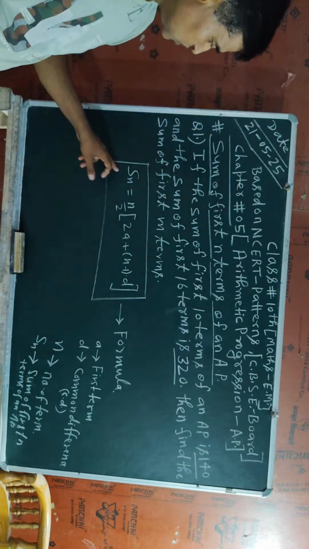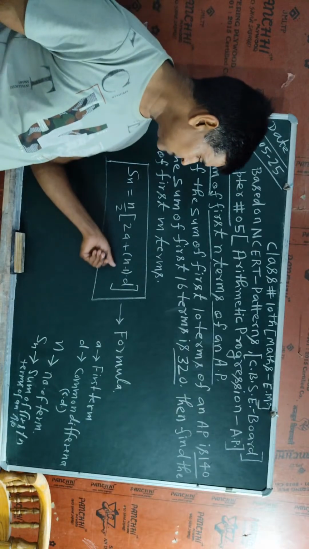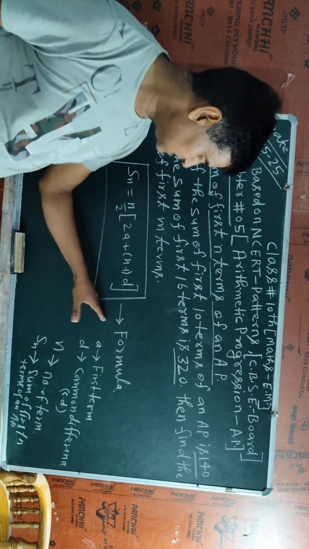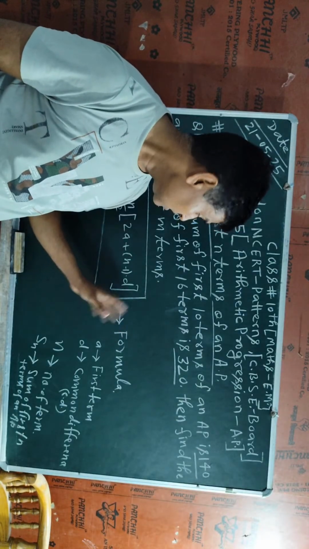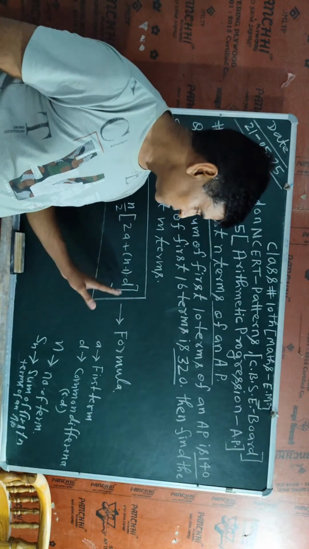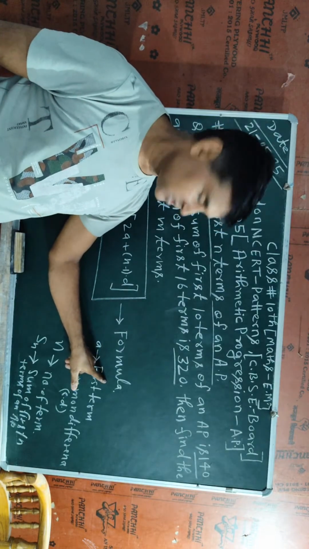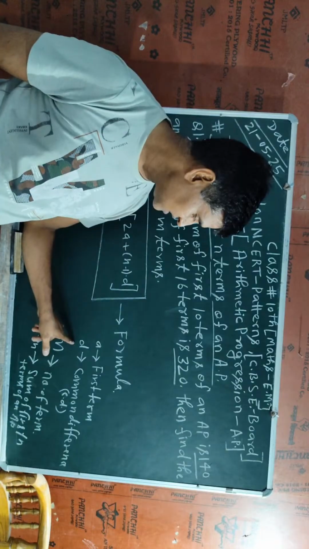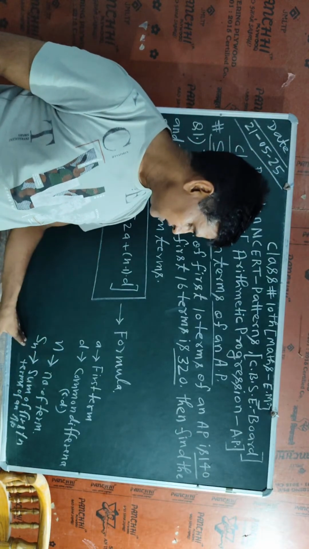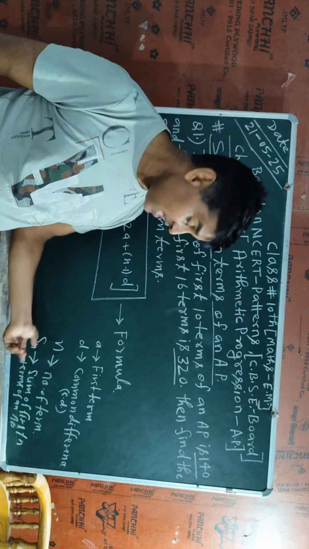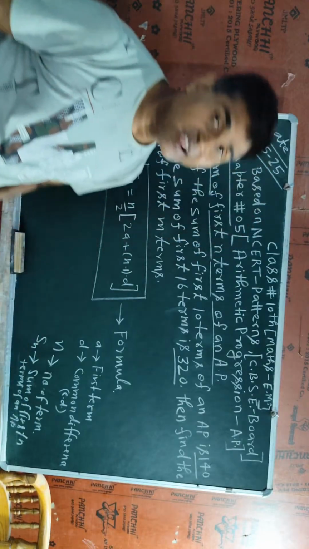So Sn is equal to n divided by 2, in the bracket 2a plus (n minus 1) into d, and this is the formula. In Hindi you can also say that, but you have to learn the concept in English. Okay, so a is the first term, d is the common difference, written as CD, n is the number of terms, and Sn is the sum of first n terms of an AP series.